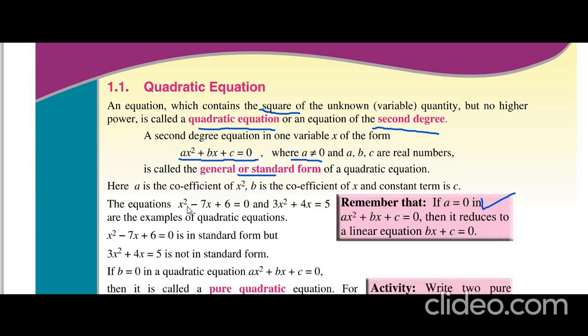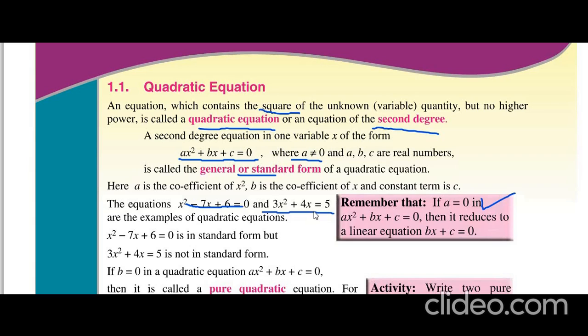For example, the equation x square minus 7x plus 6 equals to 0 is a quadratic equation and this is the general form. And 3x square plus 4x equals to 5 is a quadratic equation but this is not in the general form, because the constant term is on the right side. According to the general form, it must be on the left side and there is a 0 on the right side of the equation.